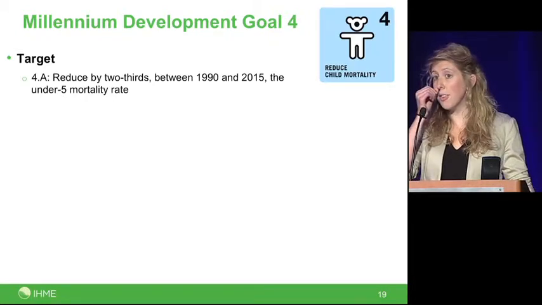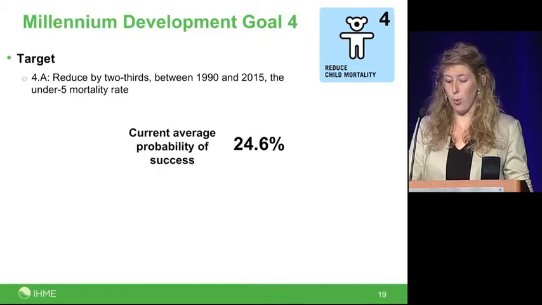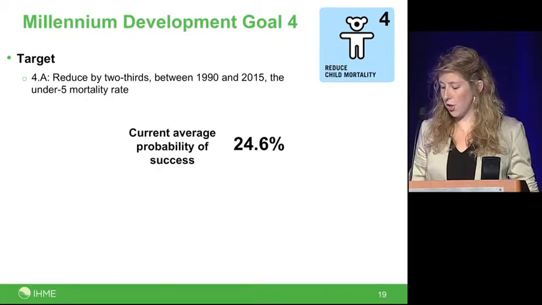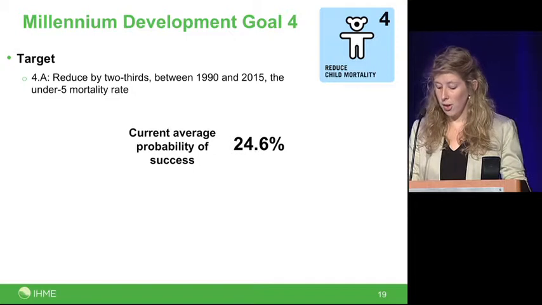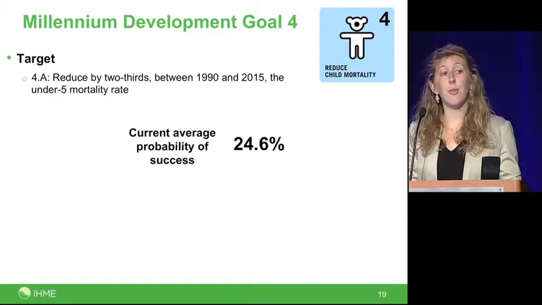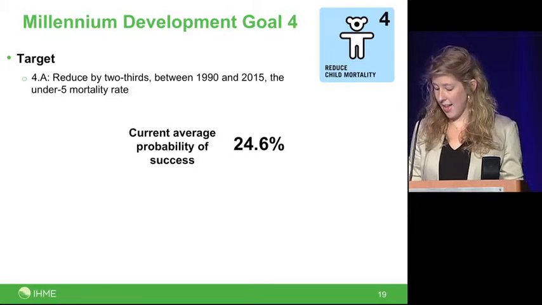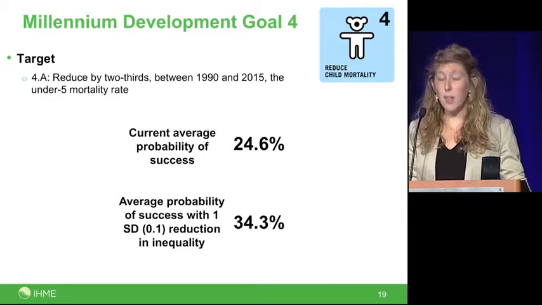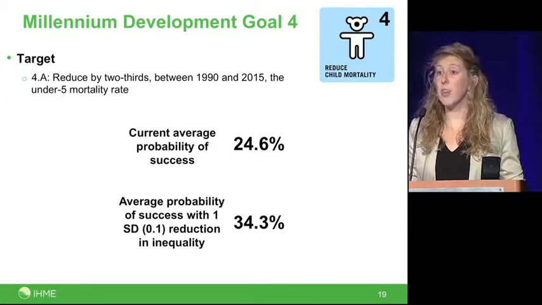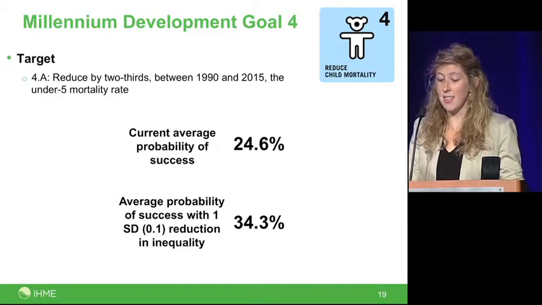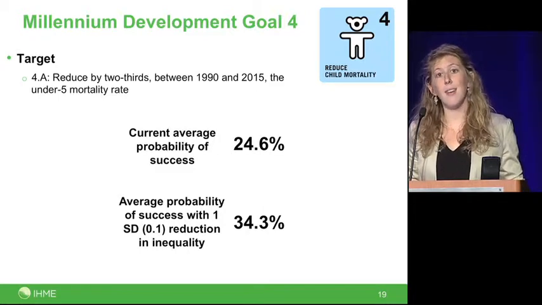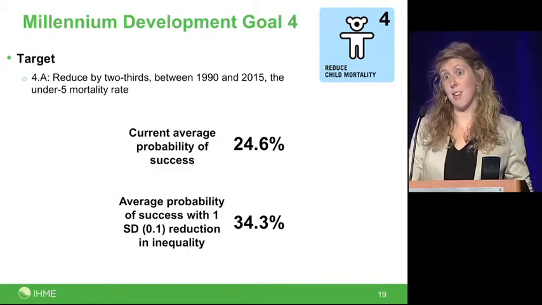We find similar results when we do the same examination with MDG4. There are more countries currently on track to meet MDG4, 34 of the 141 that we have as part of this analysis. But we could raise this to 34%, or 47 of the 141 countries under analysis, if we were able to reduce inequality by 1 standard deviation.